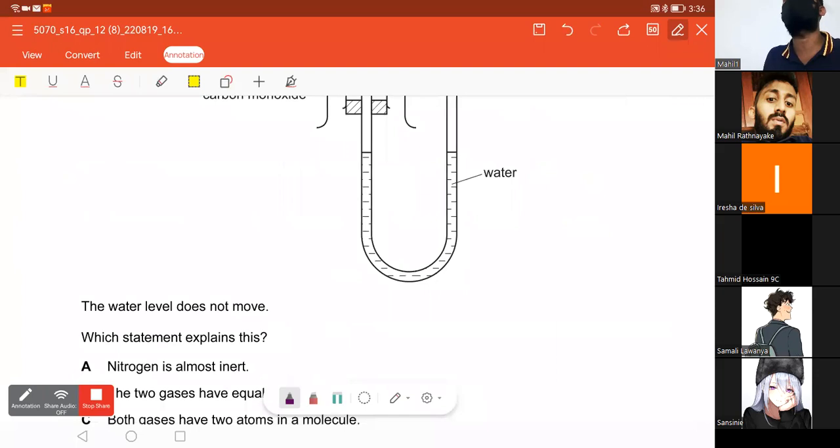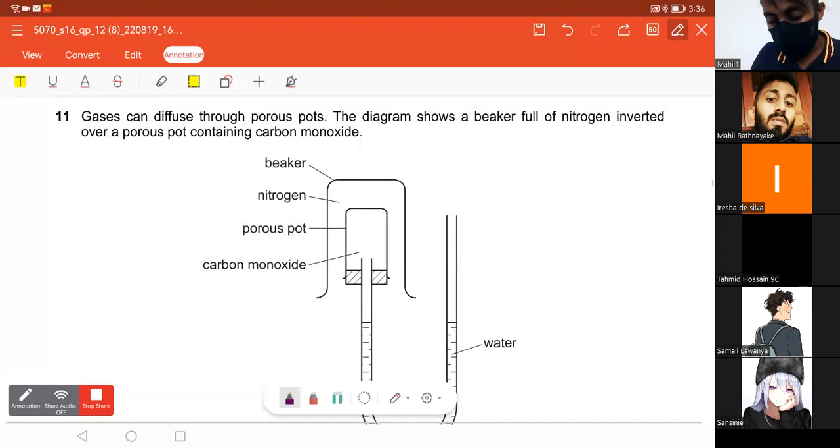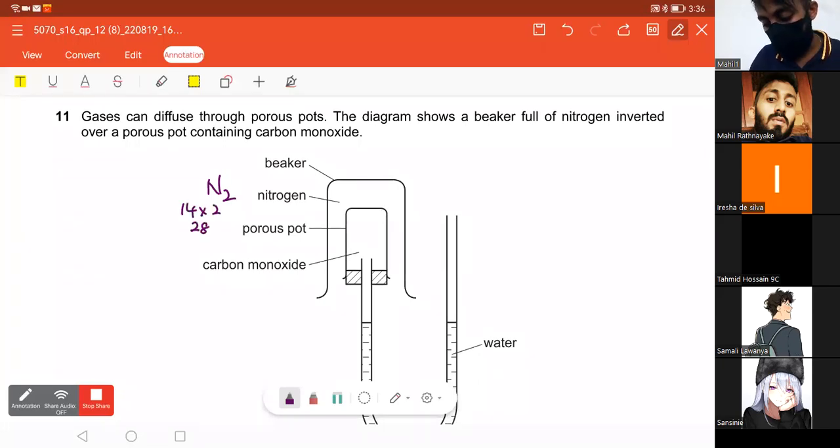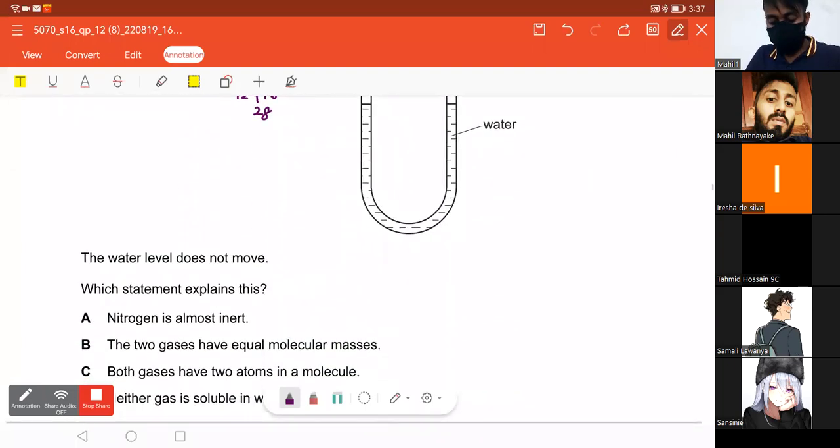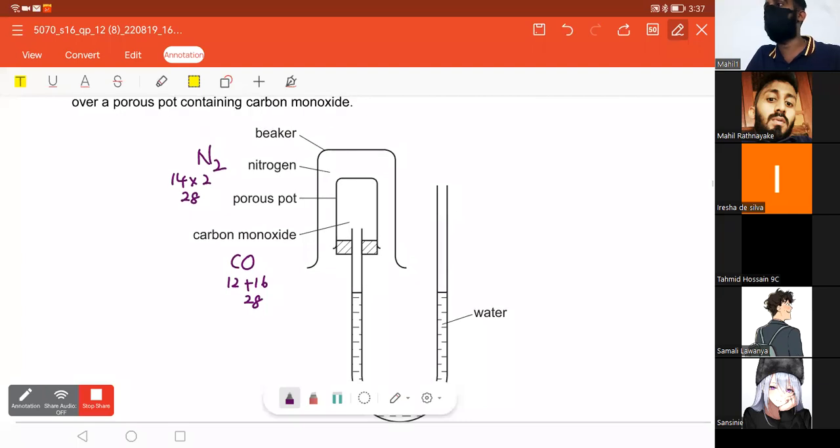They said the water level does not change. Water level does not change means what, Dilanda? That means the gases diffuse at the same rate. If the gases diffuse at the same rate, that means they have the same molar mass. So we go and check whether they have the same molar mass. N2 is 14 times 2, 28. Carbon monoxide is 12 plus 16, 28. They have equal molar mass. That means they have the same diffusion rate. That's why the water level does not change. Therefore, answer is B. What did you put?